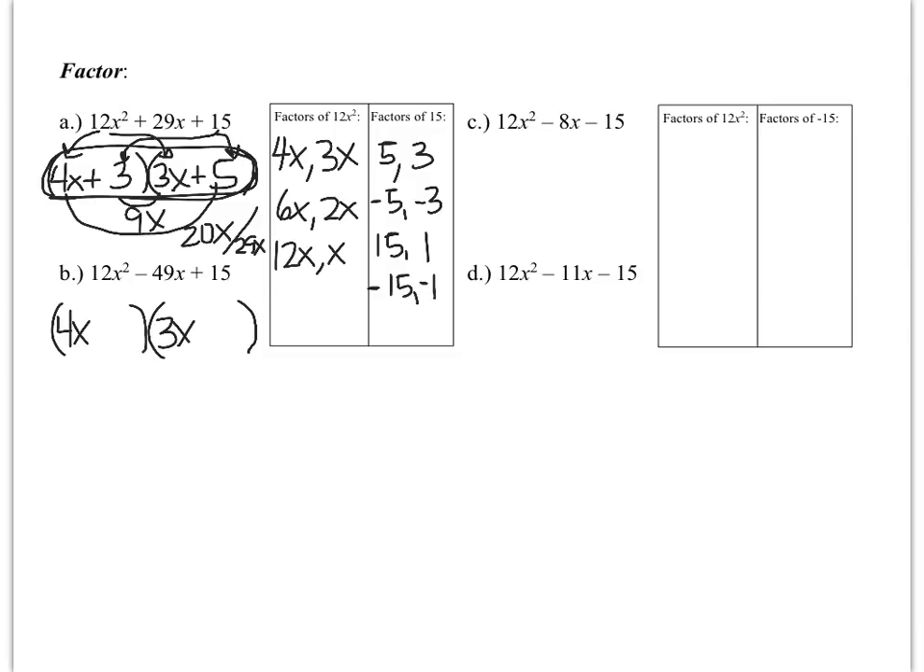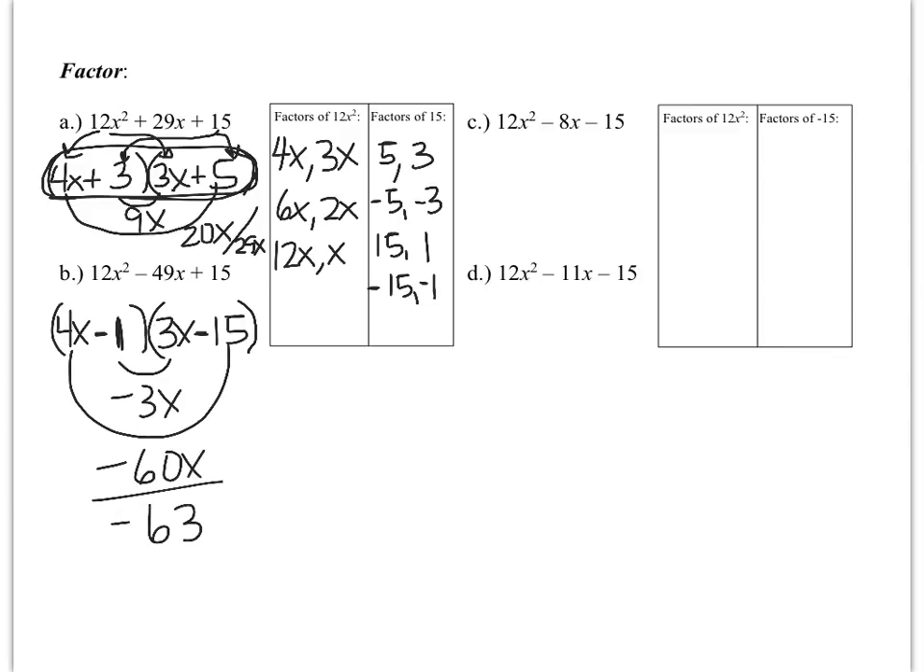So let's say I put the 1 in the first set of parentheses and the 15 in the second set of parentheses. Now, they both have to be subtraction signs because we're trying to get a negative number in the middle. So now let's check my inners. My inners here give me negative 3x, and my outers give me negative 60x. When I combine that, that gives me negative 63x. So that's not going to work.